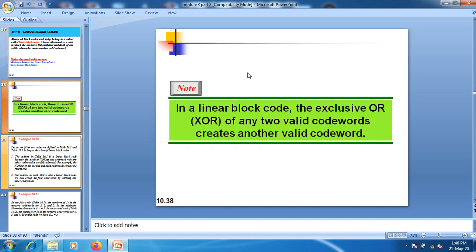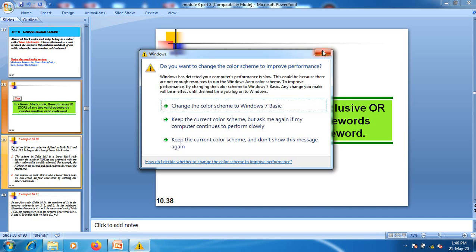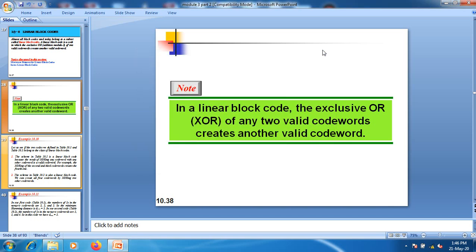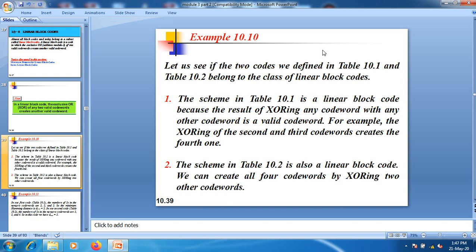In a linear block code, the exclusive OR of any two valid code words creates another valid code word. Let us see if two codes that are already defined in the previous table belong to some class of linear block code, and we are trying to check whether they are producing a valid code word or not whenever we perform an XOR operation.